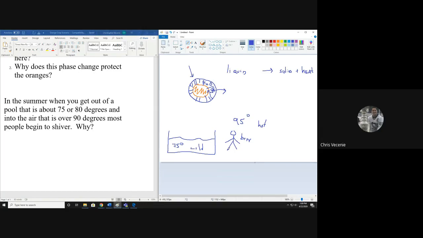What's going on with this one is when you exit the water, you bring water droplets with you. Those water droplets are going to evaporate. So you have liquid water that's going to turn into a gas. And if the liquid is going to become a gas, we need to speed those particles up so that they can separate. There is going to be heat required to do that.